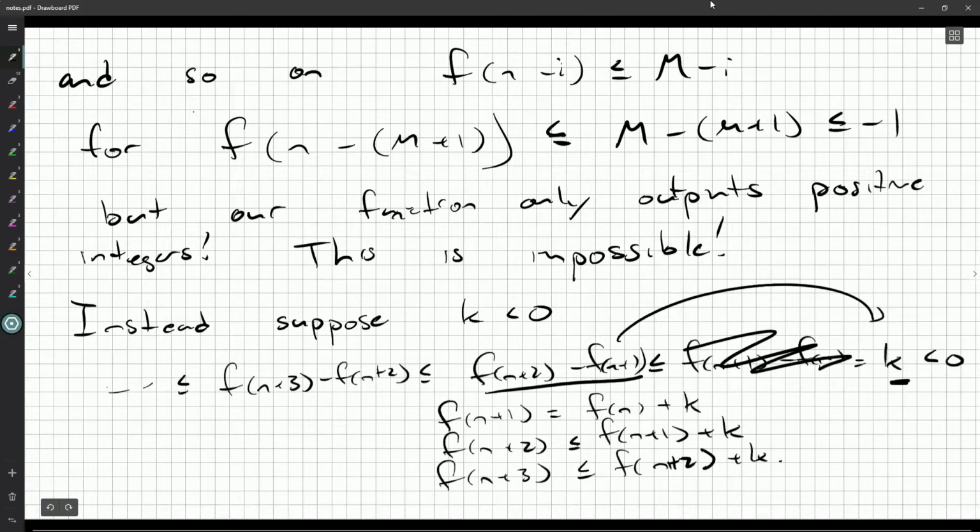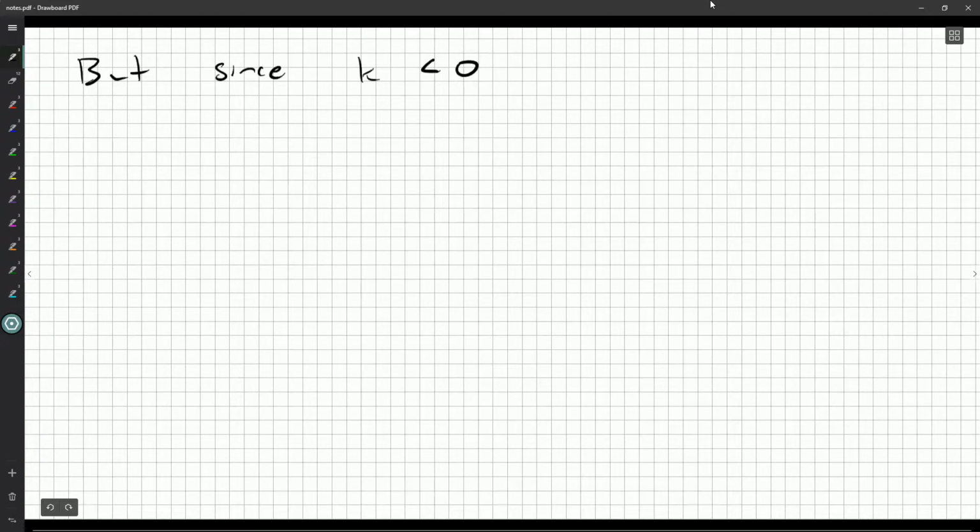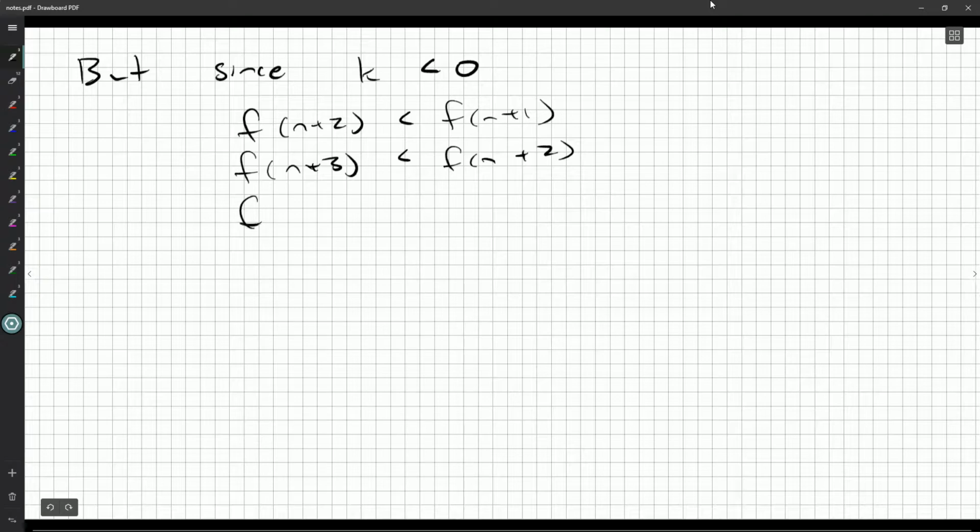Okay? But since k is negative, it's like we're subtracting, so f(n+2) is less than or equal to something smaller than f(n+1). And so now I'm getting a smaller and smaller chain again. But I can always add 3 to n. I can always make a bigger integer to plug into my function. But the outputs are getting smaller and smaller as we go along.